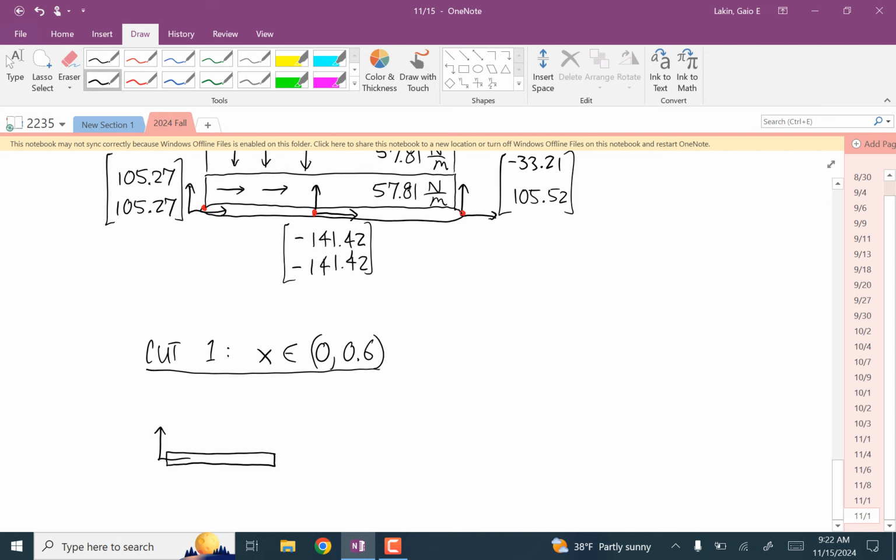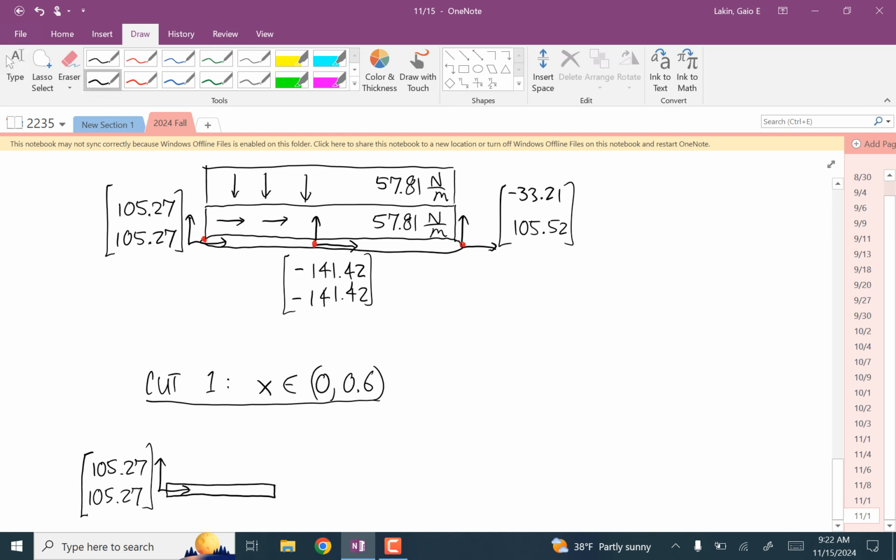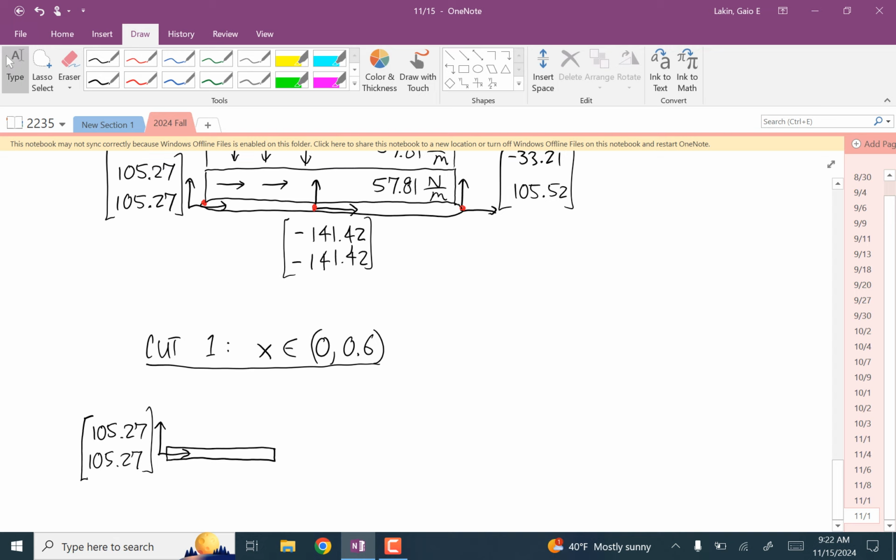We have the force vector of 105.27, 105.27. We haven't gotten to the point load in the middle yet. And our distributed load functions, well, those are uniform, so they look exactly like these. So I'm just going to go right to treating these as point forces.